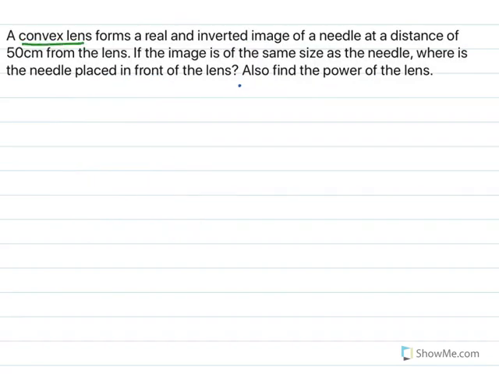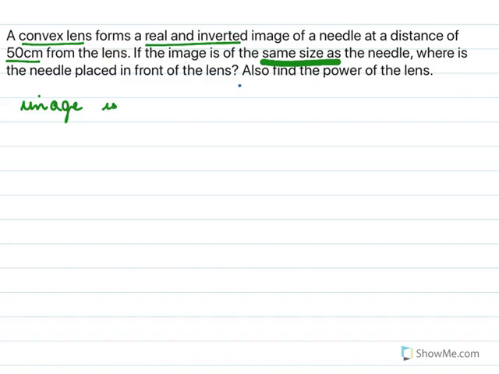A convex lens forms a real inverted image of a needle at a distance 50 centimeters from the lens. If the image is of the same size as a needle, where is the needle placed? Now this is very important. This is a clue. It's of the same size.